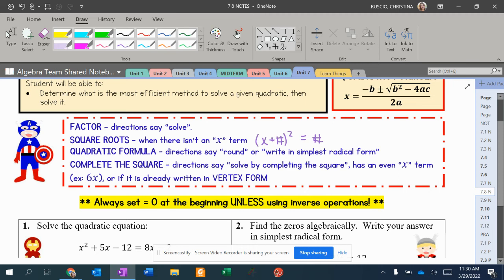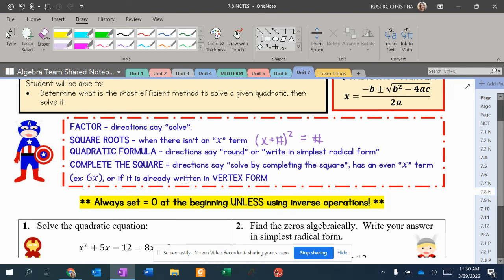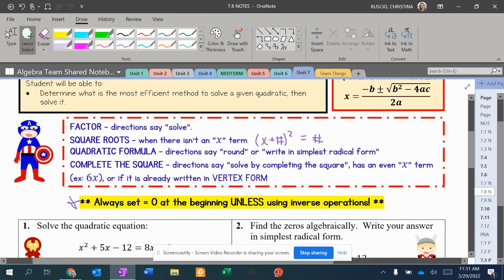Completing the square is usually the least preferred method, I would say, overall, but the directions will say solve by completing the square, or it might have an even x term, so some of you might really like that. If they ask you to write something in vertex form first, that would be another reason to use completing the square.